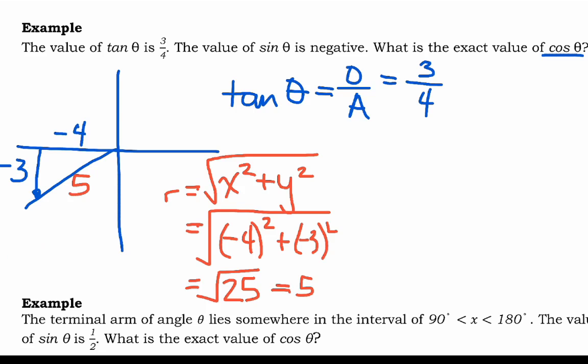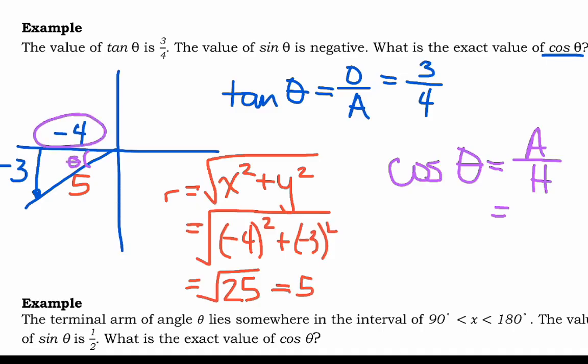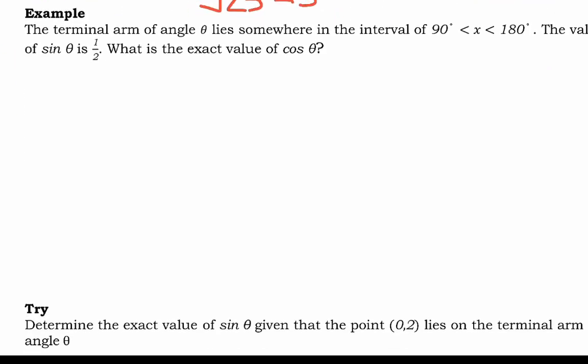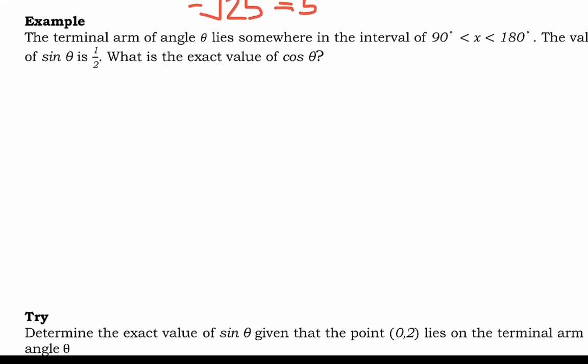So what's our cosine? Well, cosine is adjacent divided by hypotenuse. Our adjacent side for theta, our reference angle, is -4, and our hypotenuse we just found was 5. So -4/5. Okay? Those of you that are obsessed with decimals, yes, you could turn this into -0.8, but why? That's just another step. So you can just leave it as -4/5. All right, another example here.